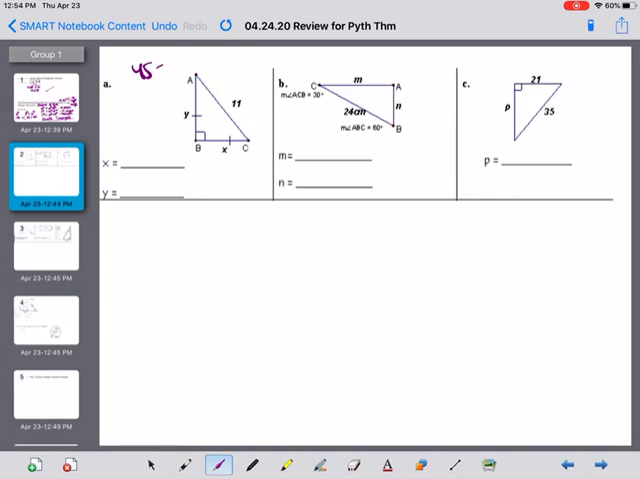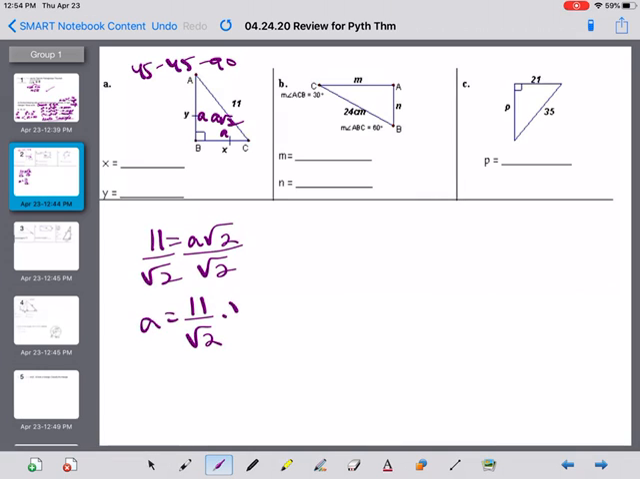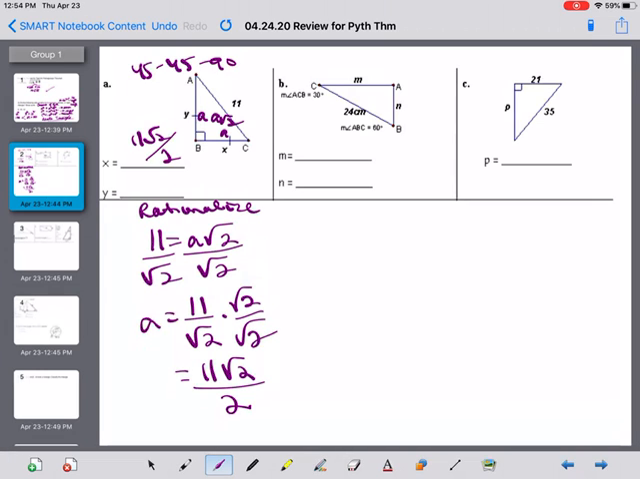Okay, so letter A, this is a 45, 45, 90 because they tell you it is isosceles. So we know we have a radical 2 as our pattern. So that means 11 is the a radical 2. So isolate the a, and then multiply by radical 2 over radical 2 because we need to rationalize all denominators. So 11 radical 2 over radical 4, which is 2. And then y will be the same, 11 radical 2 over 2.